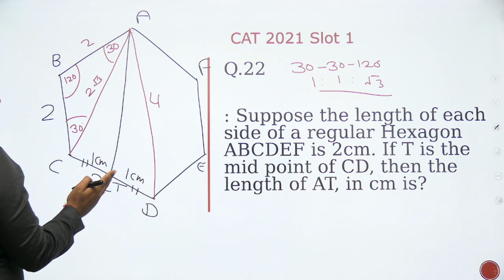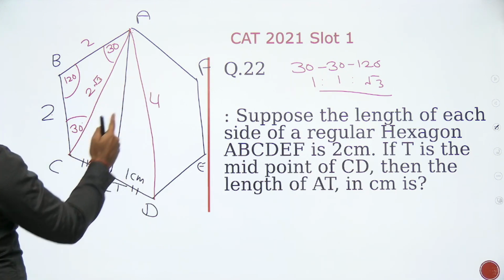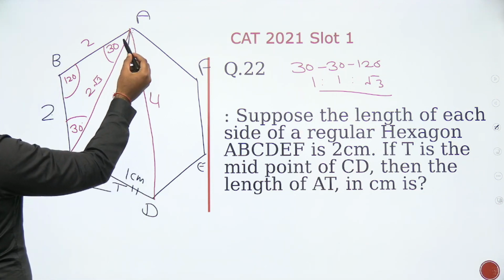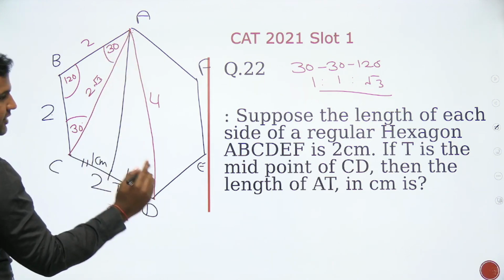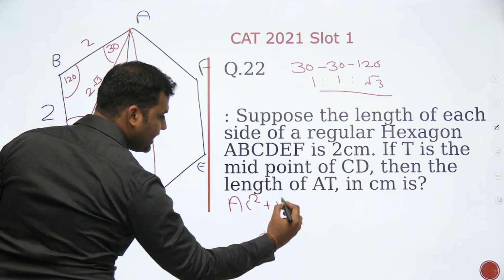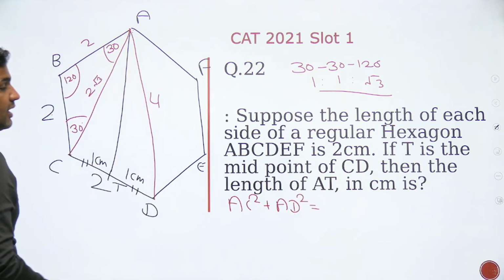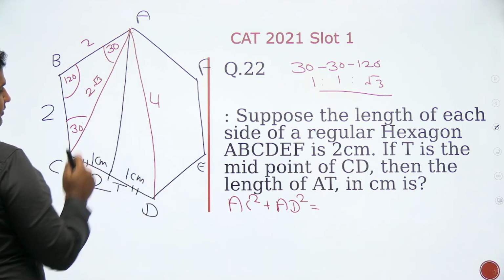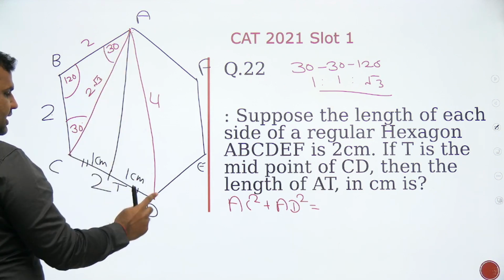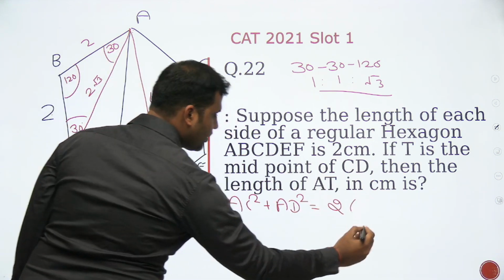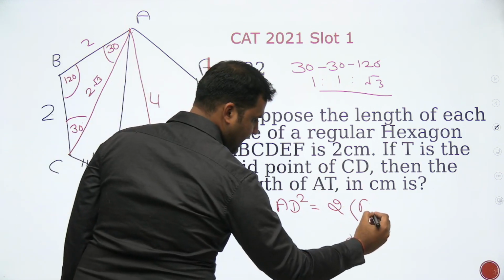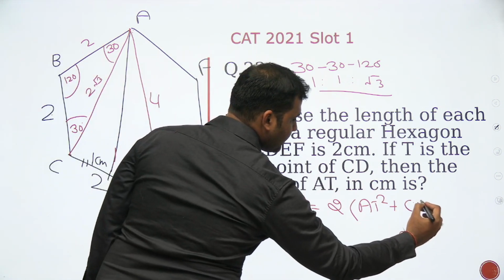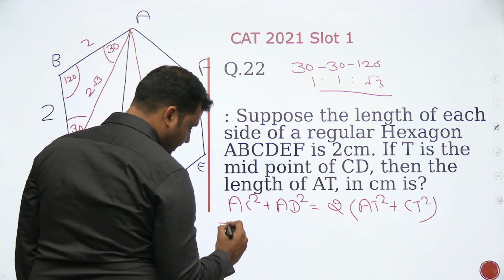Now see this, guys. I know that AT is a median and these two lengths are given to me. What I need is the length of the median. Apply Apollonius theorem. Apollonius theorem says AC square plus AD square. It is applied in case of a median, because T is a midpoint, so AT is a median of triangle ACD. So AC square plus AD square will be equal to 2 times of AT square, that I need to find out, plus CT or TD, that is CT square.